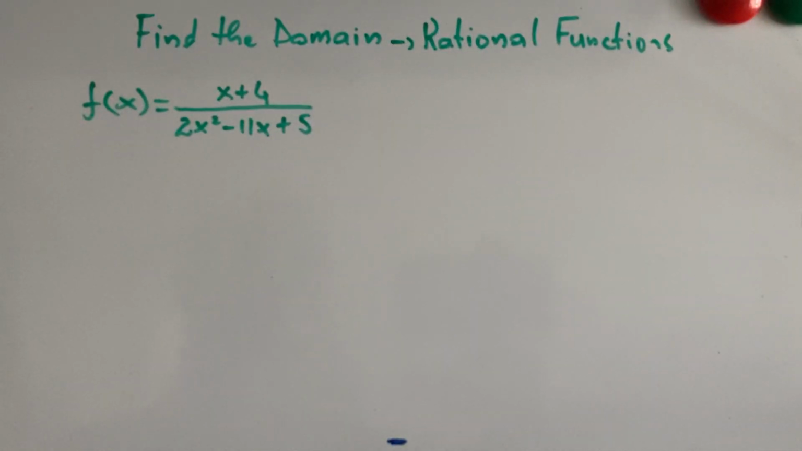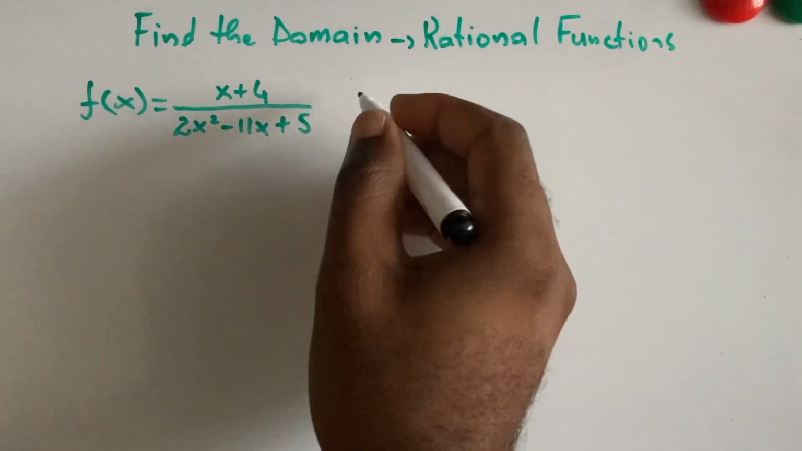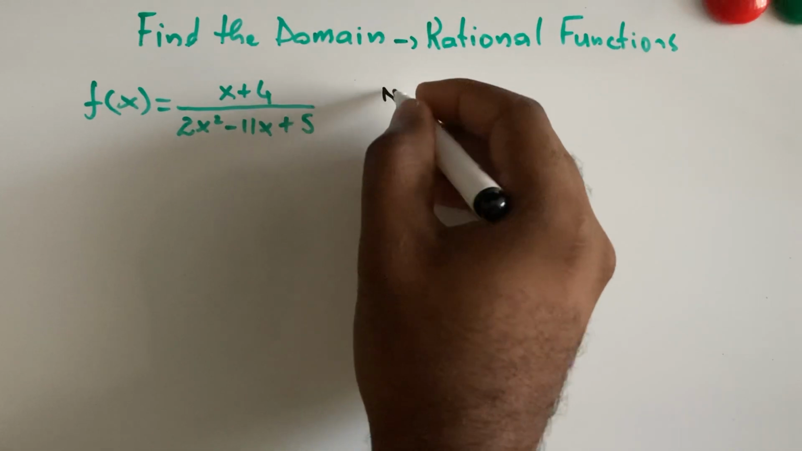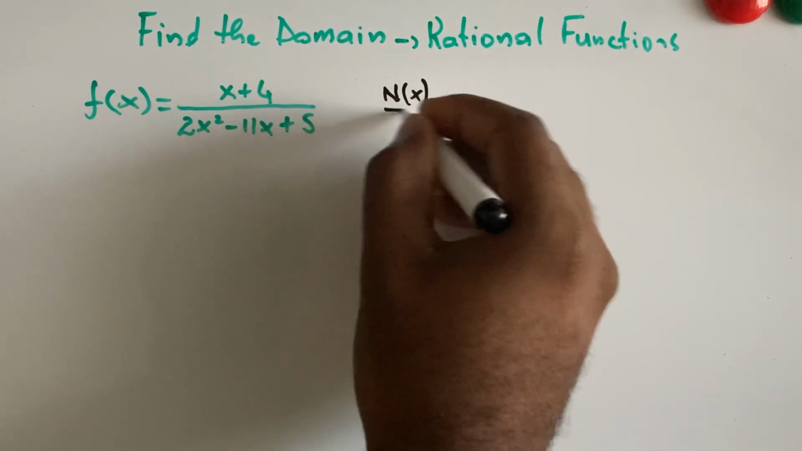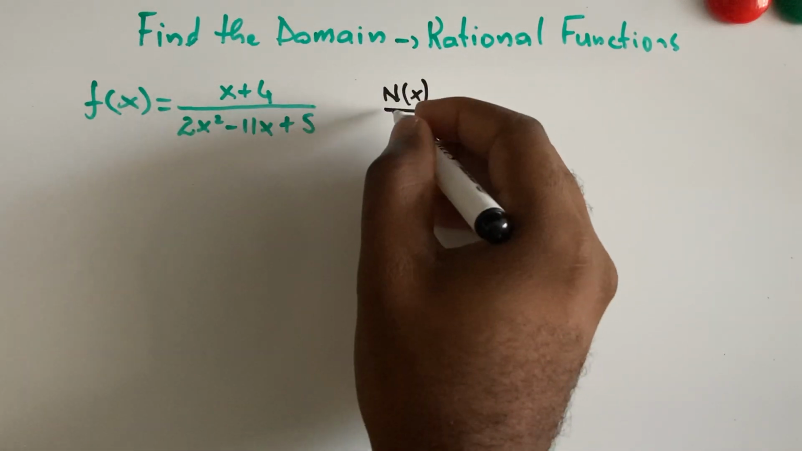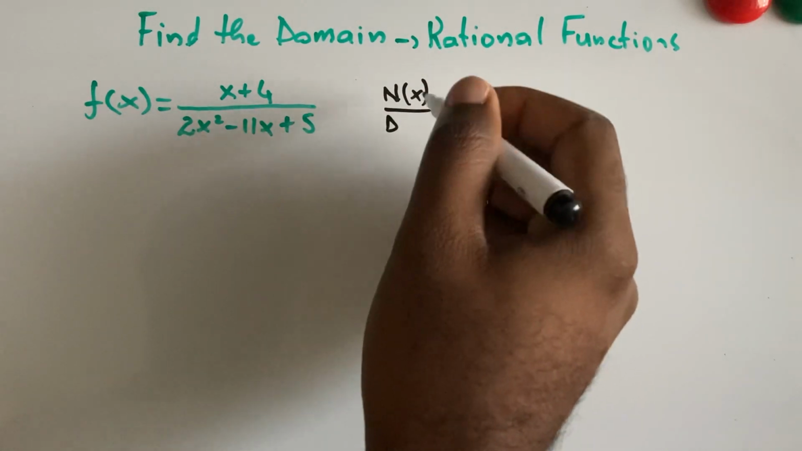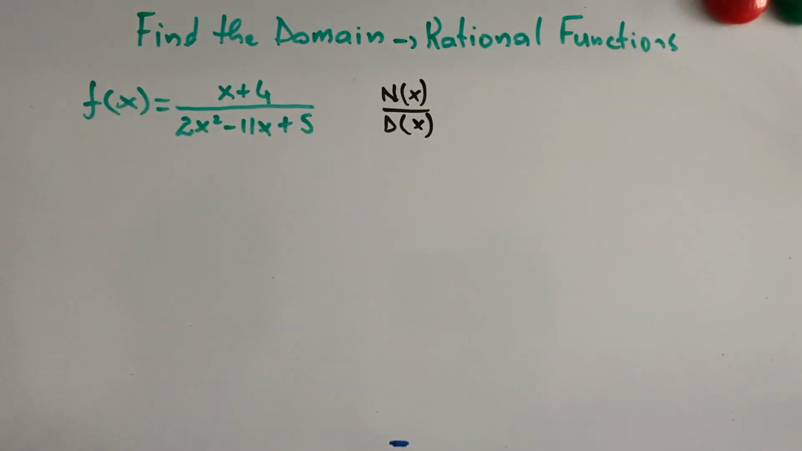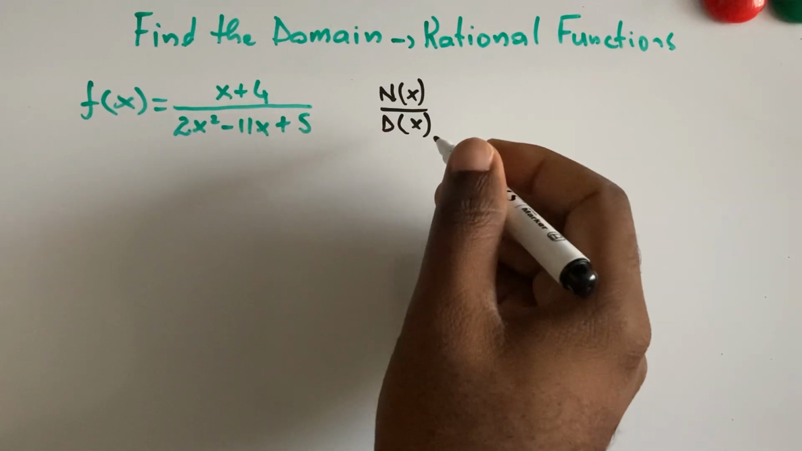Hello guys, in this video I'll be talking about how to find the domain of a rational function. One thing to know about rational functions is that anytime you have the ratio of two polynomials, let's say n of x over d of x, for example, this would be a rational function, okay?